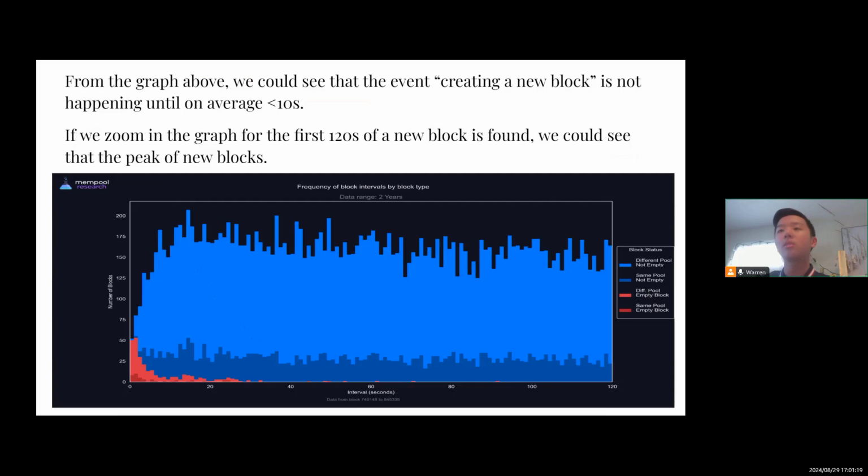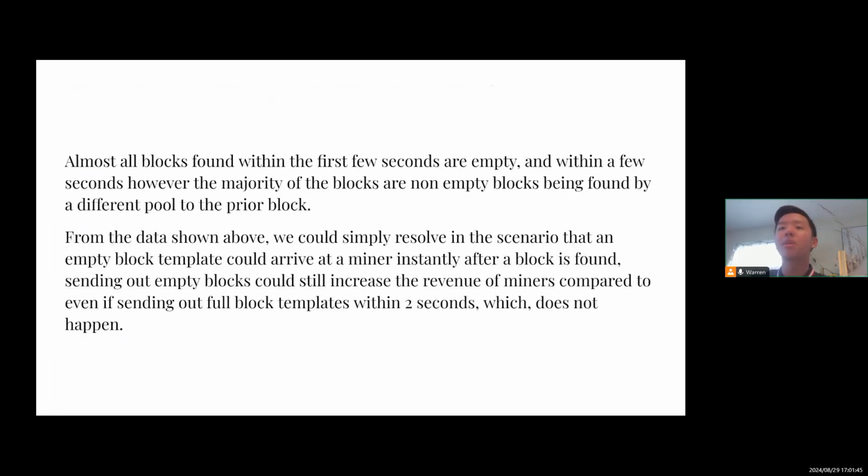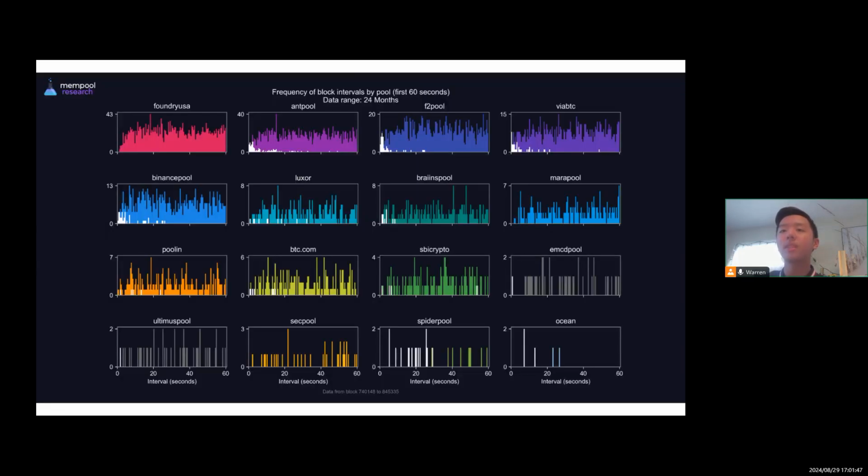So now let's make a final observation on time. If the time to find a block after the previous block was found is larger than 10 seconds, then it is usually not an empty block. And if the time is less than 10 seconds, then there is a pretty high chance that the block found is an empty block. So here we have the frequency of block intervals by pool, sorted by different pools.